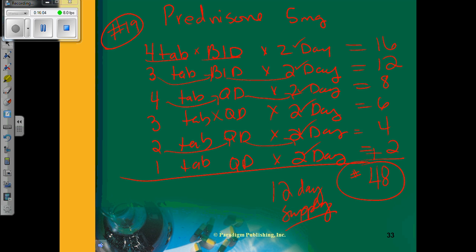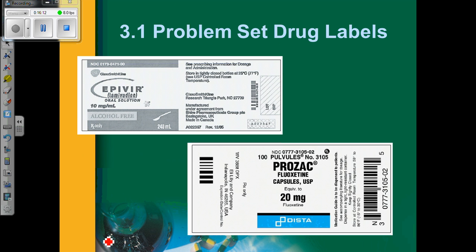If you have any questions about that, you can send me an email and I can post some additional practice if you need it. Just let me know. So next we're going to look at some problem set drug labels. Part of the exercises in this chapter is just reading the labels. So we're just going to go through and read the labels.